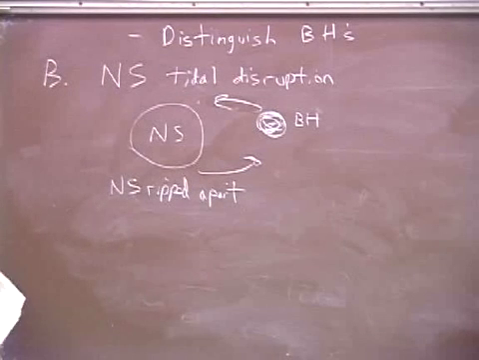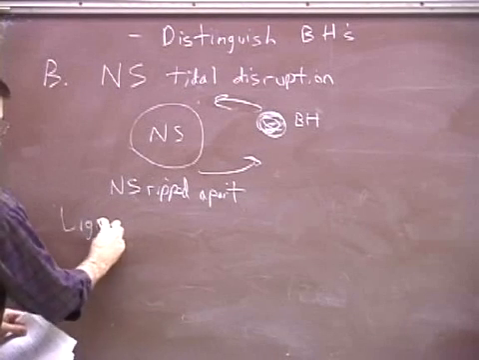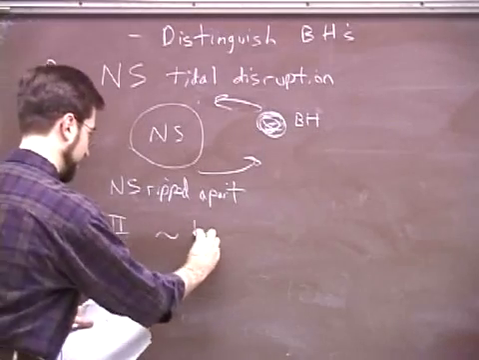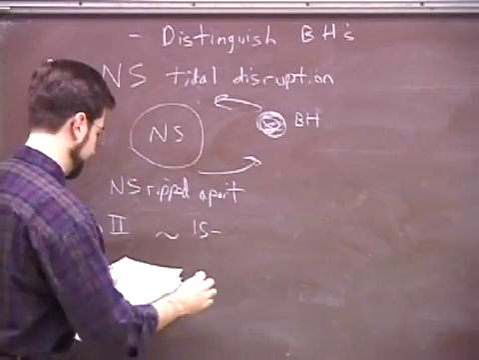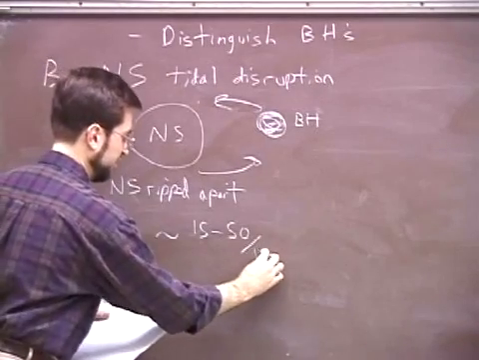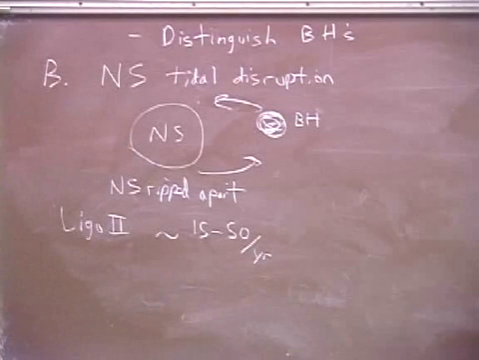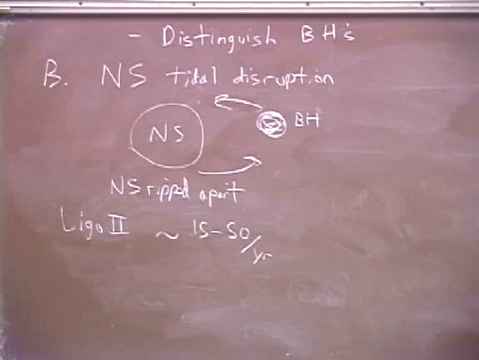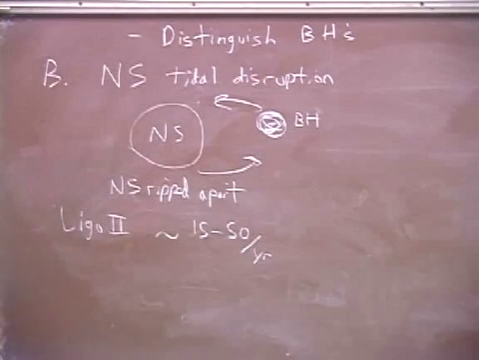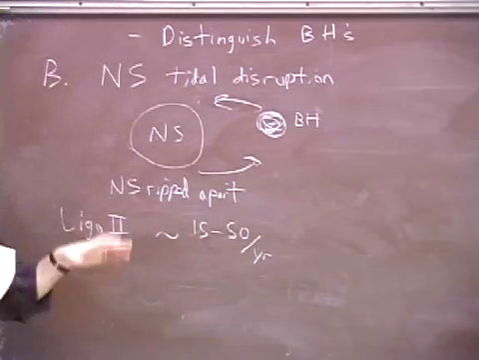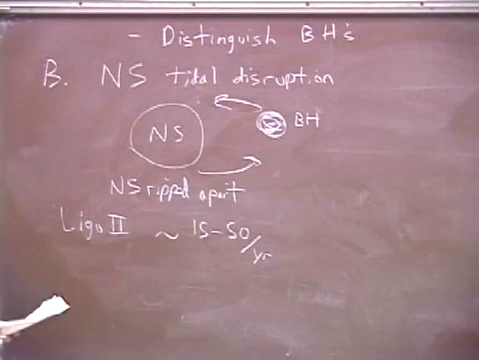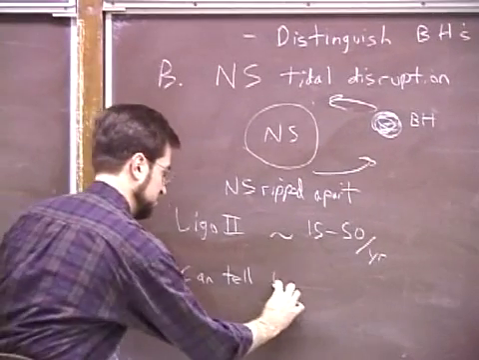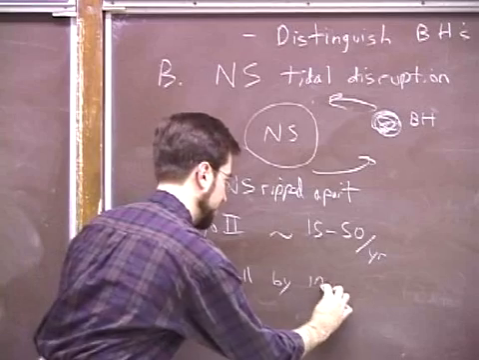So for LIGO 2, we might see, the number that I found is somewhere between 15 and 50 of these per year. And the question is, how can you tell whether it's a neutron star black hole tidal disruption or whether it's some other binary coalescence? And the way that you can tell is by in-spiral cutoff.